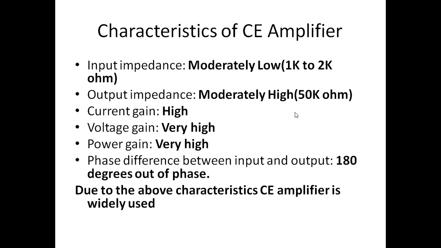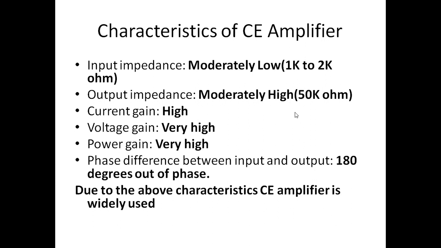Voltage gain is very high. Power gain is also very high. Generally the power gain is defined as the product of voltage gain and current gain. Here both are high, therefore power gain will also be high. The phase difference between input and output is 180 degrees. When the common emitter configuration is used, the output signal is out of phase with the input signal, that is, a 180 degree phase difference between input and output.